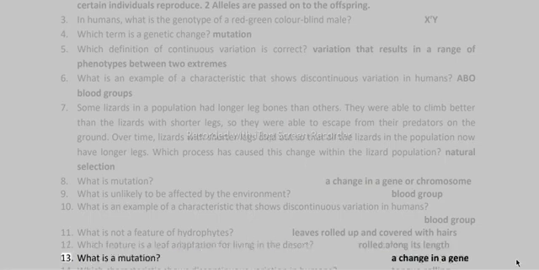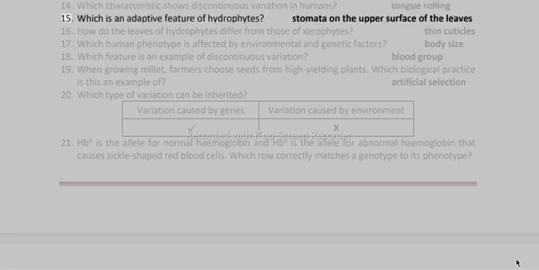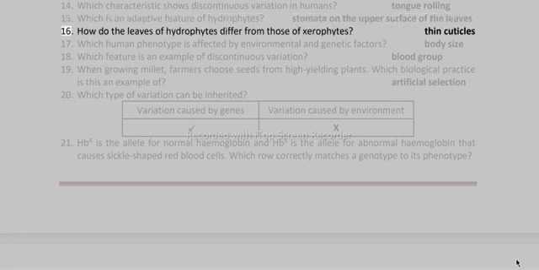Rolled along its length. 13. What is a mutation? A change in a gene. 14. Which characteristic shows discontinuous variation in humans? Tongue rolling. 15. Which is an adaptive feature of hydrophytes? Stomata on the upper surface of the leaves. 16. How do the leaves of hydrophytes differ from those of xerophytes?